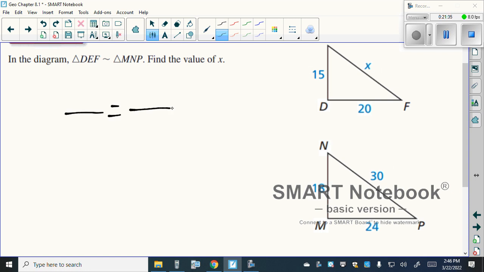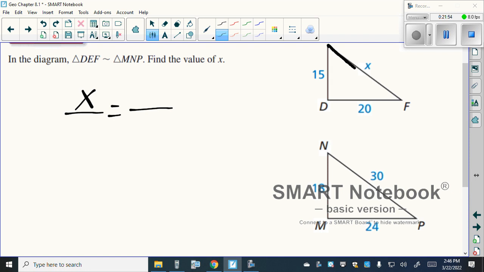So really with these here, we're looking at a proportion. We're looking at two fractions that are equal. Personally, I always like to keep whatever I'm trying to solve for in the numerator. So we're trying to solve for what? X. Okay, I'm going to put it in the numerator.